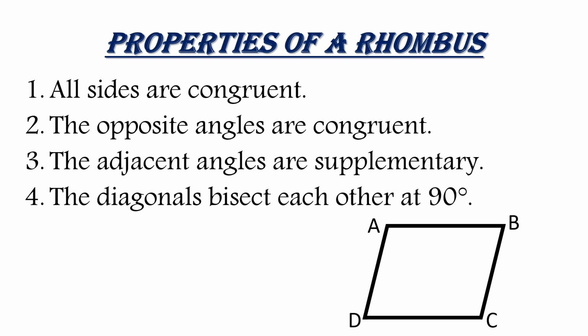The diagonals bisect each other at 90 degrees. Seg AC and seg BD are the diagonals and they meet each other at point O. Here seg OA and seg OC are congruent. Seg OB and seg OD are congruent. It means diagonals AC and BD bisect each other. Here angle AOD is 90 degrees. It means diagonals bisect each other at 90 degrees.